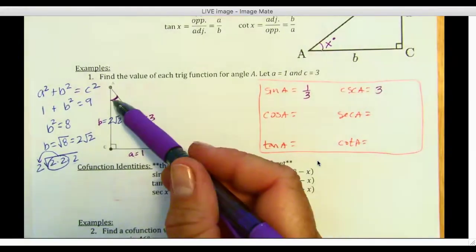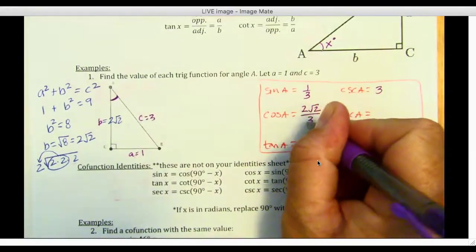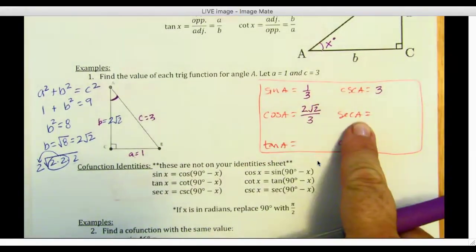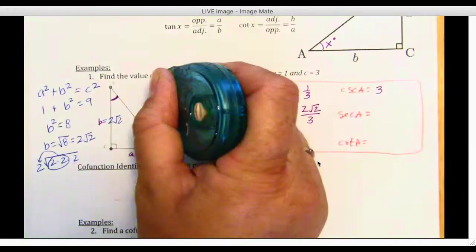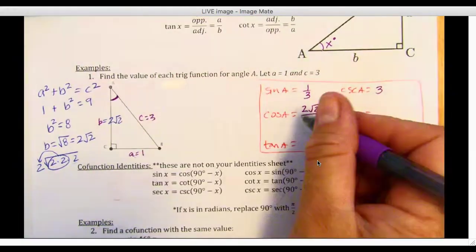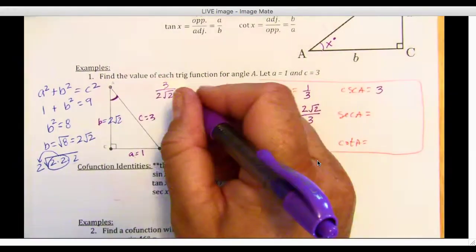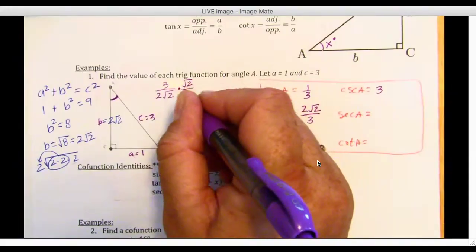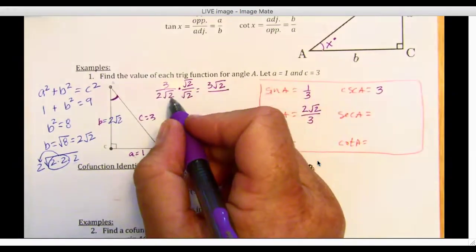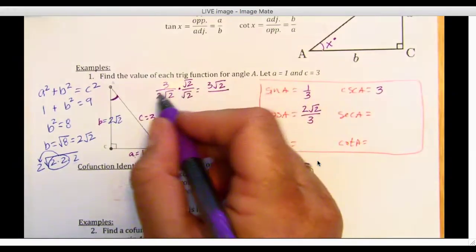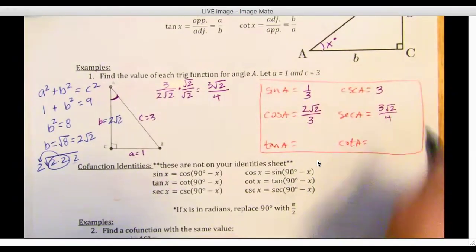Cosine is, from angle A, the adjacent over hypotenuse, so that would be 2 square root 2 over 3. And then secant would be the reciprocal of that. Actually, let's flip it here. I have the reciprocal of that, 3 over 2 square root 2. I can rationalize by multiplying by square root 2 over square root 2. That becomes 3 root 2 over square root 2 times square root 2, which is 2. 2 times 2 is 4. So 3 square root 2 over 4.